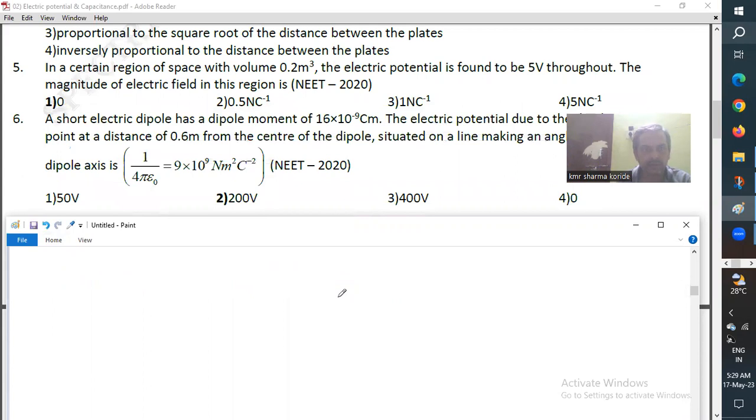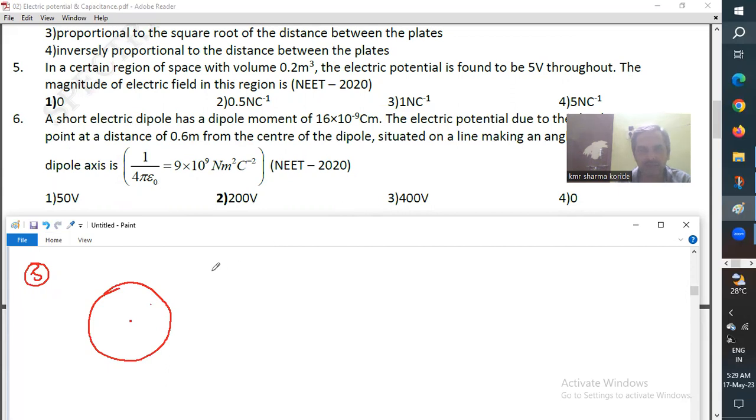Now moving to the next question. Question number 5. This is given in 20 NEET. In a certain region of space with a volume 0.2 cubic meter, the electric potential is found to be 5 volts throughout. The magnitude of electric field in this region. So this might be some volume. If you imagine this is like a spherical shell, in case there is no charge inside, there is no question of existence of electric field.